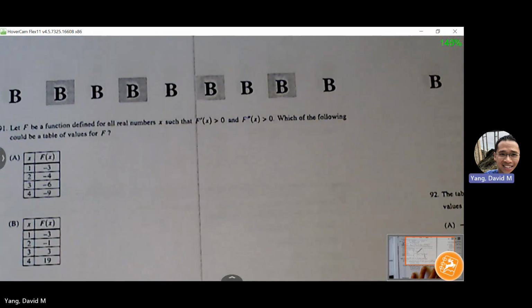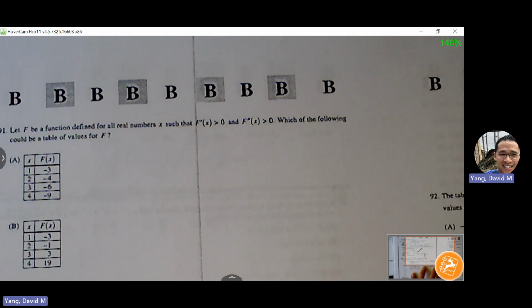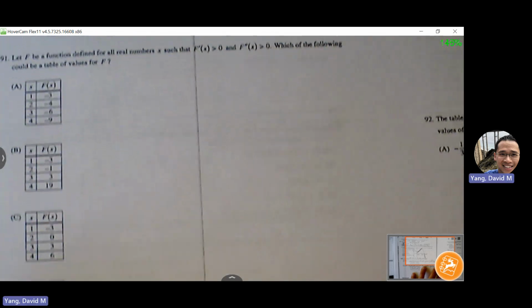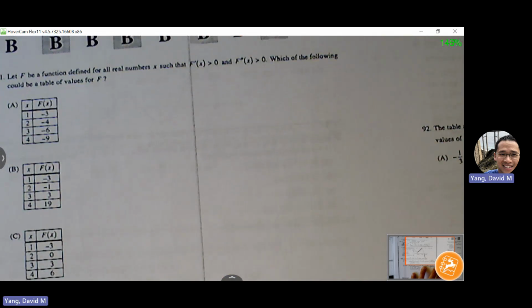Okay, 91. Let f be a function defined for all real numbers such that f prime is greater than 0. So that means we want the slope to be positive. But then we also want the second derivative to be positive. So we want the rate of change to be continually increasing, but we also want the rate of the rate to be also increasing. So to find the rate, we can just do slope between the endpoints or slope between each of the ordered pairs.